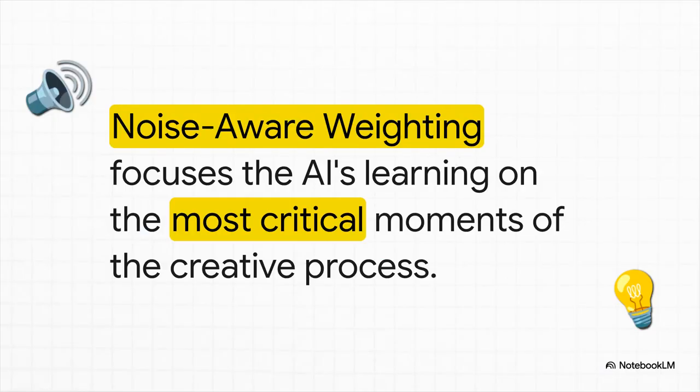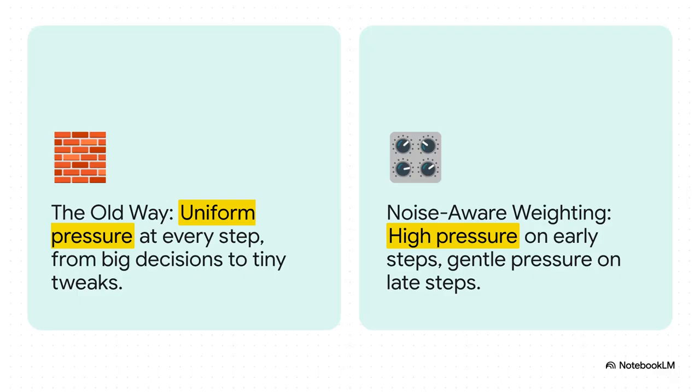Now, the second big idea, noise-aware weighting, is all about applying that learning in the most efficient way possible. It focuses the AI's attention on the moments that are truly critical to the final outcome. So the old way, it just applied the same amount of learning pressure at every single step. But this new method is way smarter. It puts a ton of learning pressure on those early, high-impact steps where the big decisions are being made. And then it eases off for the final fine-tuning stages. It just makes sense, right? It matches the learning intensity to the actual potential for change.